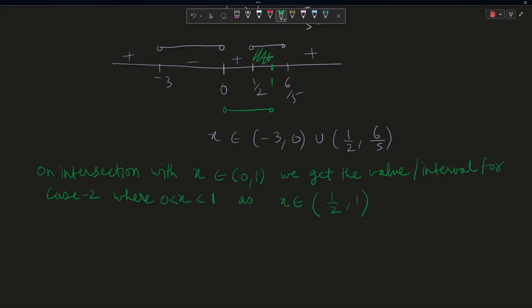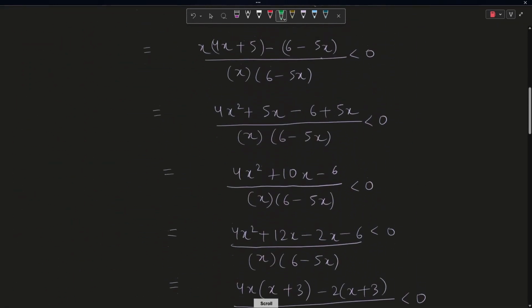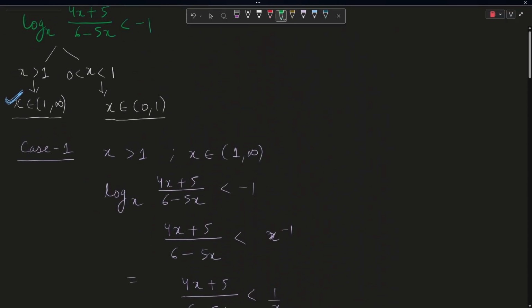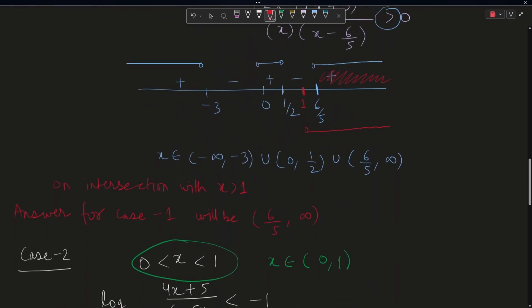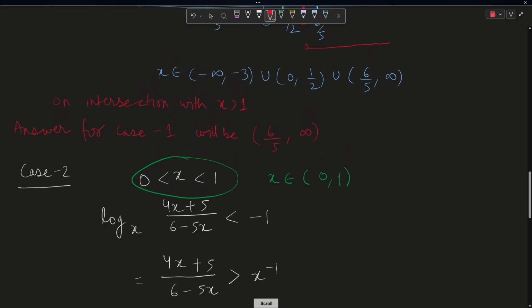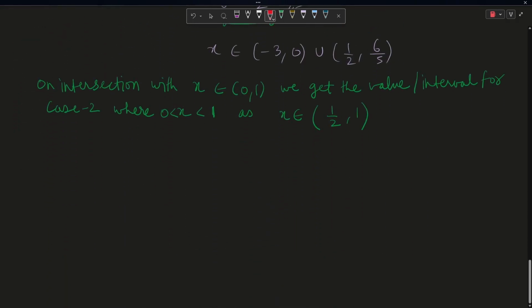Now case number 1 and case number 2, both the cases are needed because we do not know what the value of x is. So we will be taking both the cases, and when we have to take both cases, we will take the union. The answer for case 1 was 6 by 5 to infinity, and the answer for case 2 is 1 by 2 to 1.